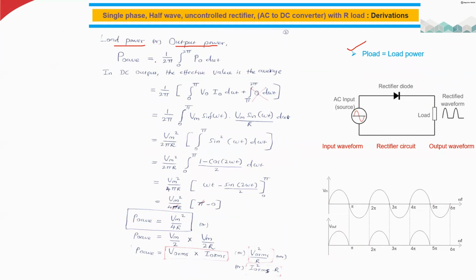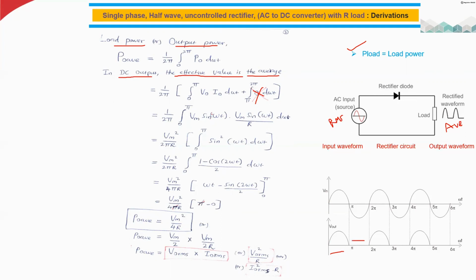So power PO average is equal to 1 divided by 2 pi, the integral from 0 to 2 pi of PO d omega t. As I mentioned here, for DC output, the effective value is always the average. But if you have AC, then the effective value is always the RMS value. AC means RMS, DC means average. You should remember this keyword. Okay, so now 1 divided by 2 pi, I divide this limit into 0 to pi and pi to 2 pi. From pi to 2 pi, the output is 0. So I cancel this term and I have this one, the VO.